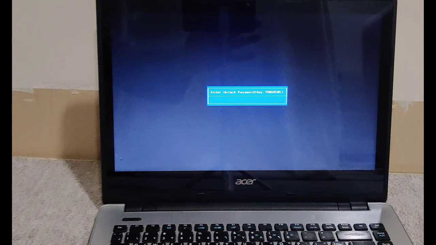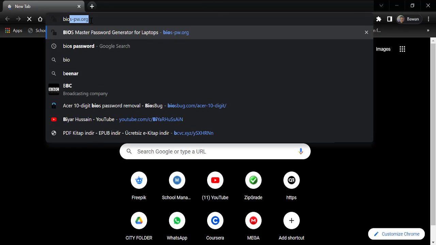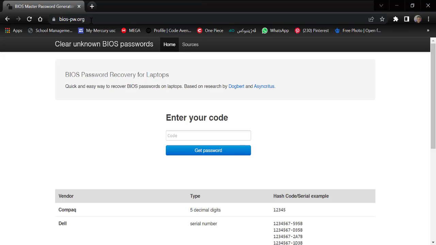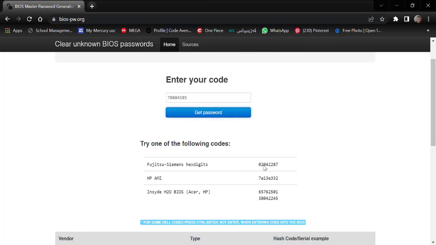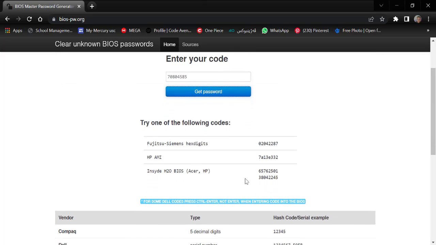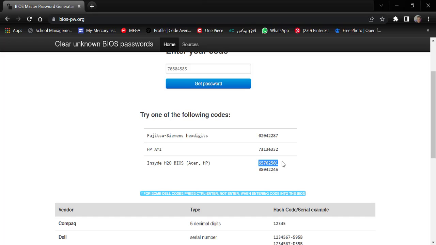So when you get the key, you go on the internet to bios-pw.org, and here we have to write down the key which the system gave us. So this is 7080 4585, the password for my laptop's version. When you press get key, here guys, it will give us the password. So this is either this one or this one.